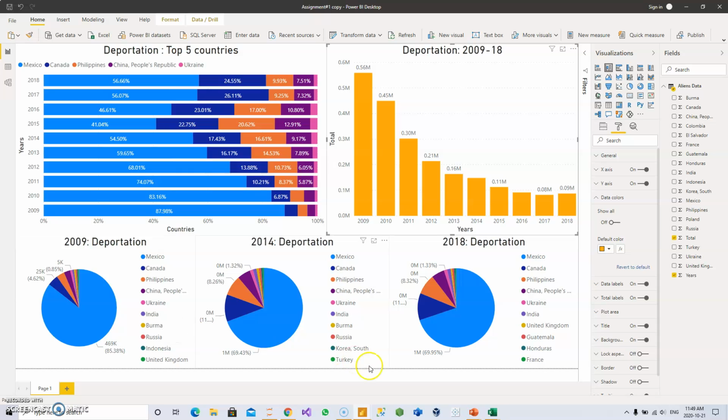But in 2014, Russia, South Korea, and Turkey come into the picture, as well as in 2018, 4 new countries were added into the list, like United Kingdom, Guatemala, Honduras, as well as, surprisingly, France comes into the picture. We can see that still Mexico is having a very major part, from 85 to 69% across the period. So still Mexico has a very high number of unauthorized immigrants from the last decade.